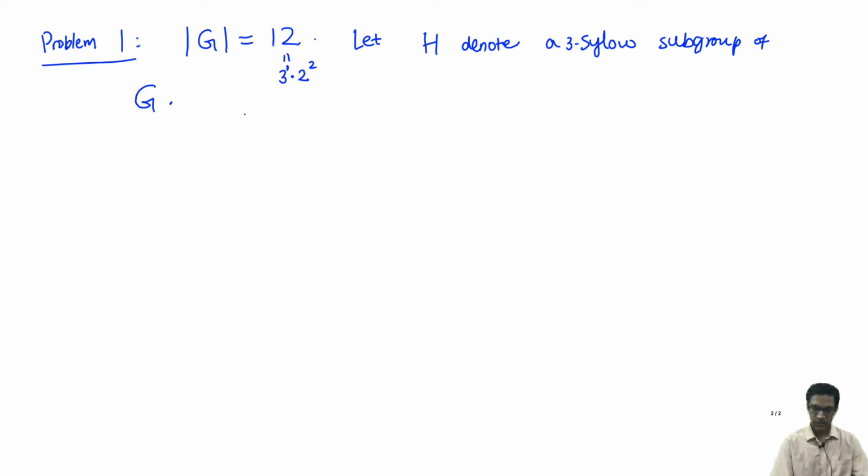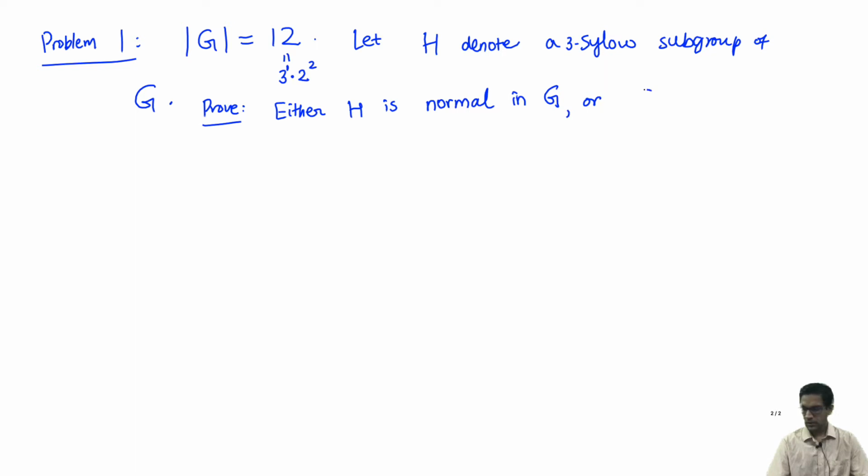So then what we need to prove is the following. Prove the following: either H is normal in G, so it's a normal subgroup, or the group G is isomorphic to A4. Okay, so this is what we need to prove. Either the 3 Sylow subgroup is normal in this group, or the group itself is isomorphic to the group A4.